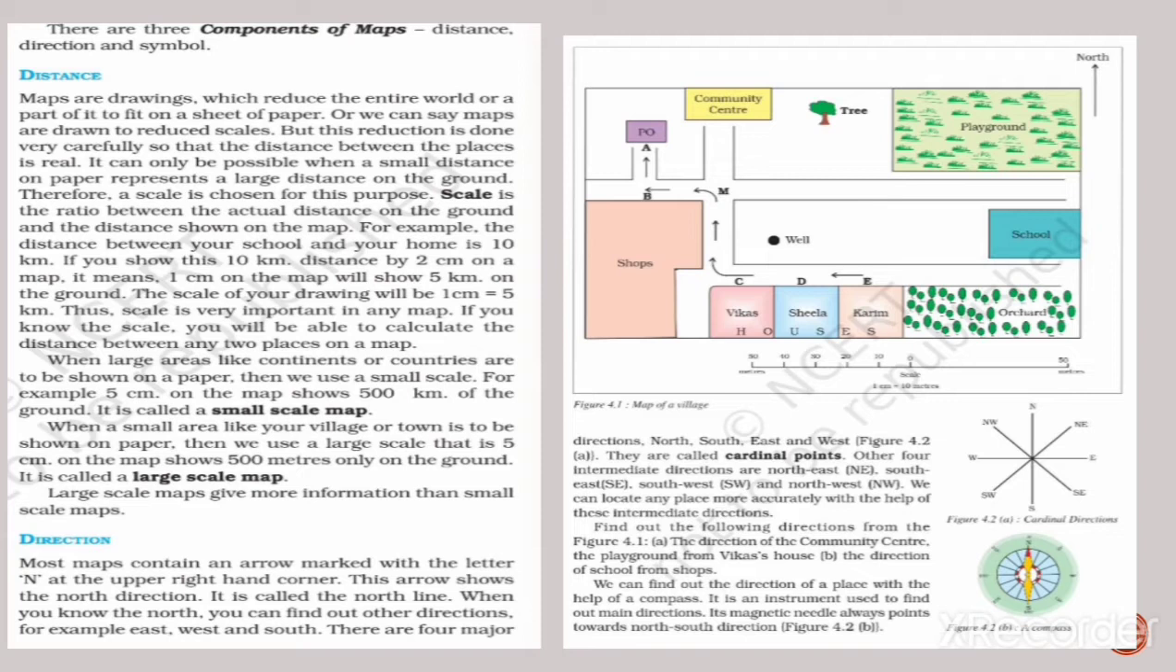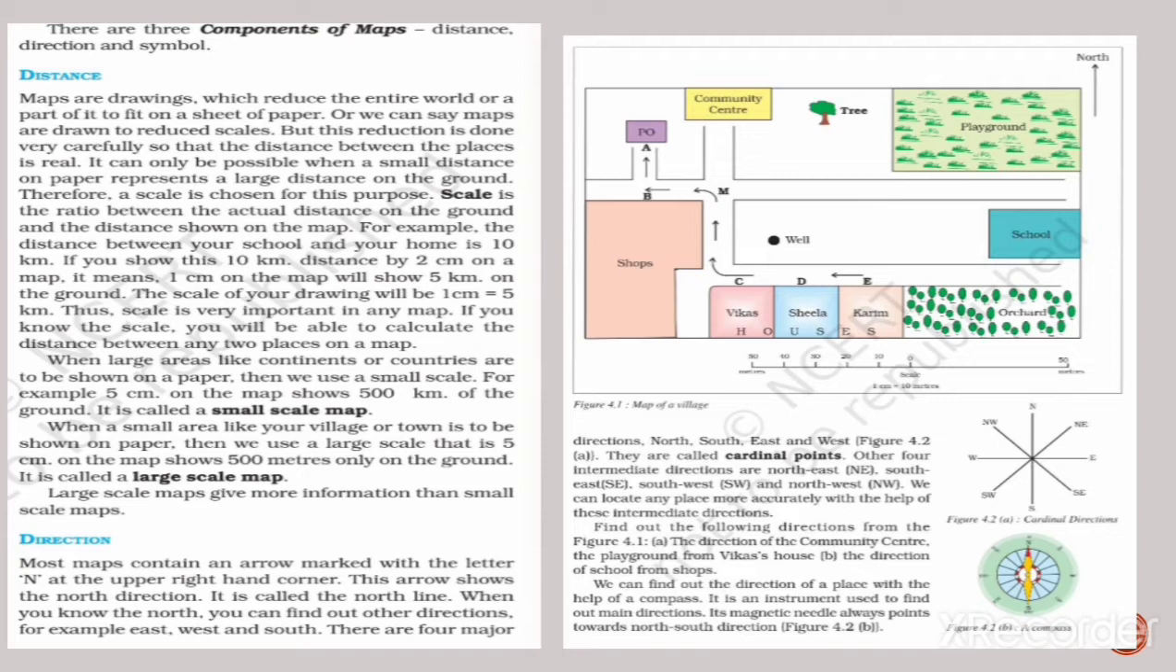In reality, the distance on the ground is large. But to show that large distance on paper, the distance should be reduced. And for this purpose, we need a scale. Here comes the question, what is meant by scale? Scale is the ratio between the actual distance on the ground and the distance shown on the map.